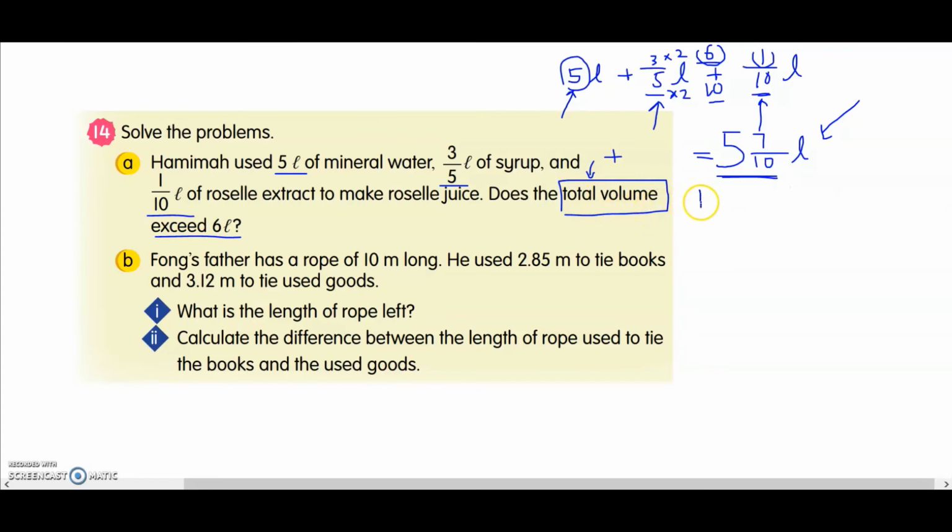So the answer is no. So if the question asks you yes or no, does it exceed? You have to answer no. So you are given marks for this word no. And then your calculation also must be correct.